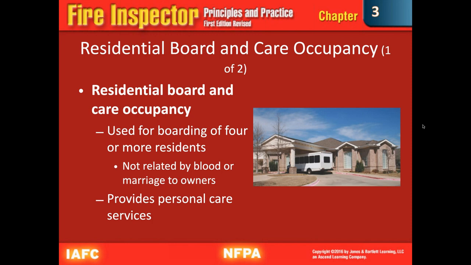Residential board and care occupancy. A residential board and care occupancy is a building or a portion thereof, again, because you can mix these, used for lodging and boarding of four or more residents. So now we're getting back down into the smaller numbers. Not related by blood or marriage to owner or operators, and for the purpose of providing personal care services. So group housing for physically or mentally handicapped persons.